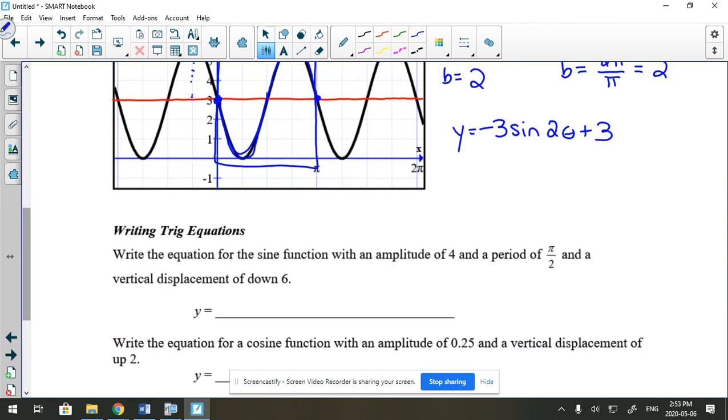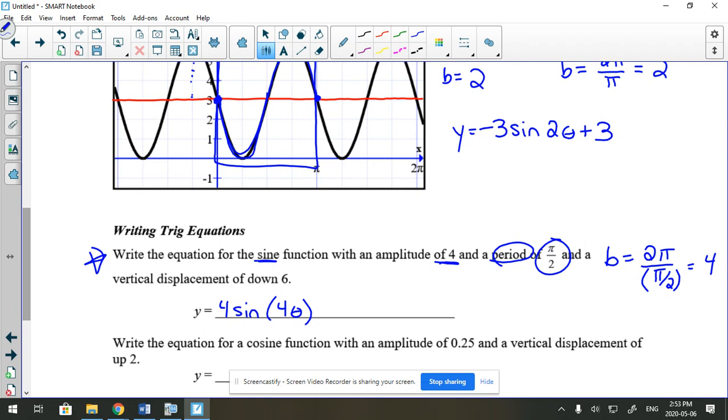Okay, I'll do one more example here, just writing trig equations. Here it gives me all the information I need, and I want to figure out what my trig equation is. It tells me it's a sine function, amplitude 4. So right away, I can write this. It tells me it has a period of pi over 2. Be careful, I need a B value for my equation, so I need to figure that out first. It's going to be 2 pi divided by pi over 2, which equals 4. So my B value is 4.